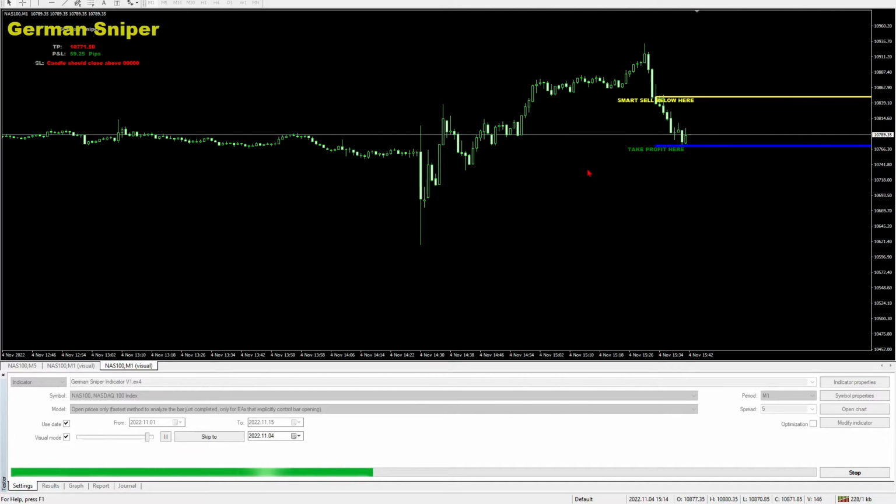Same thing occurs when taking trades at 9:30. You could get a win and a win, or a win and a loss, or a loss and a loss, or a loss and a win. So it all just depends on what your risk profile is when using this indicator.